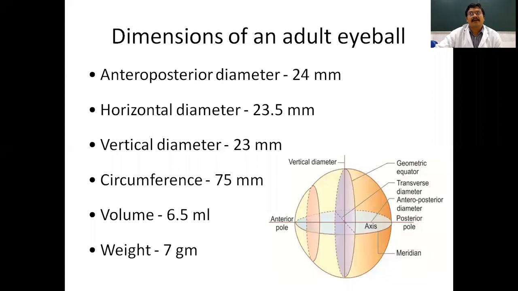And when you look at the infant's eye at birth, the anteroposterior diameter is 16.4. The horizontal diameter is also 16.4, and the vertical diameter is 16 millimeters. This is the vertical diameter. This is the anterior pole, this is the posterior pole, and this is the equator of the eye.